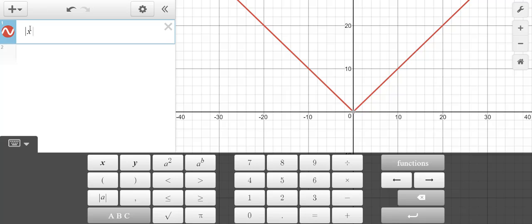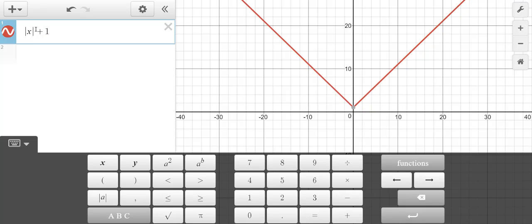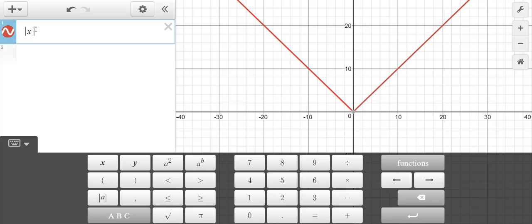If we add 1 to it, all the y values are increased by 1, and so the graph goes up by 1 unit. If we put a constant on the interior of the function, instead of just adding it to the outside, what that does is it translates the graph to the left or the right. So I'm about to put in a plus 2. So it will be the absolute value of x plus 2.